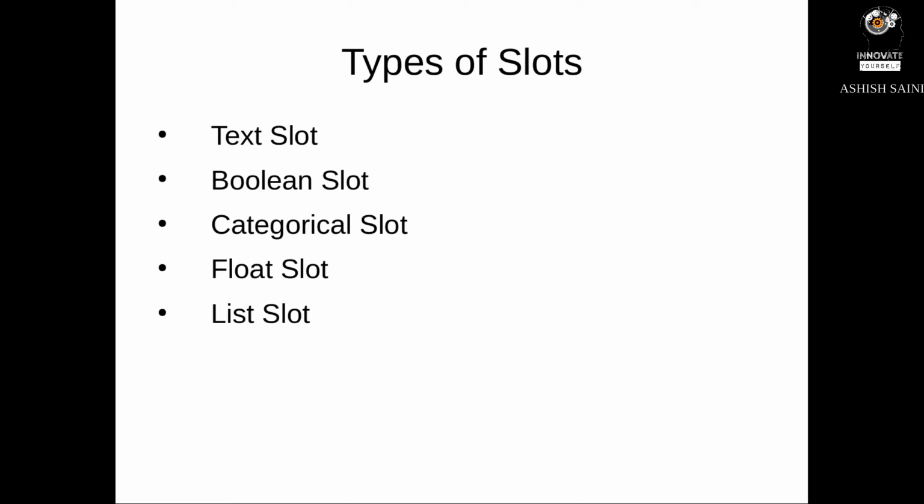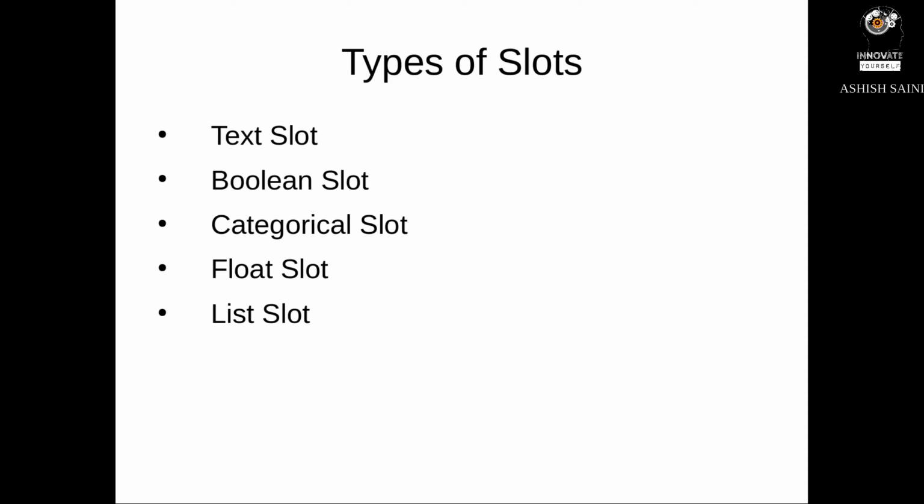Now the next one is the list slot. Inside this list slot, I can store a list of items. For example, I am in a supermarket and I want to purchase multiple items. These are all the items that I am going to purchase. If I give the information about the items I'm going to purchase, that will be treated as a list, because all the items come inside a single list, since they all belong to me.